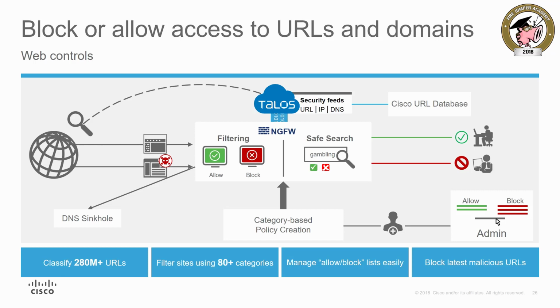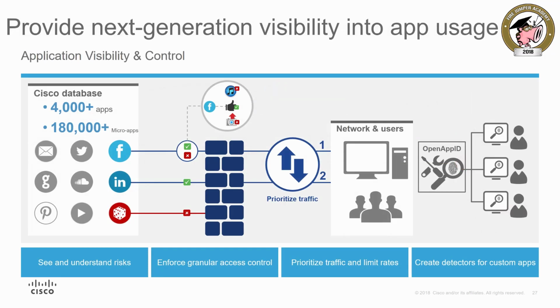Our intuitive user interface makes changing and updating policies easy. Drag and drop new sites to block or allow, for example, to introduce new rules instantly. In addition to protecting against web-based threats, we can control application access with AVC, application visibility and control. Traditional firewalls enforce policies based on IP address, port, or protocol alone. AVC, on the other hand, identifies each app using a database of over 4,000 apps and over 180,000 micro apps, then allows or blocks it on a per-user basis.